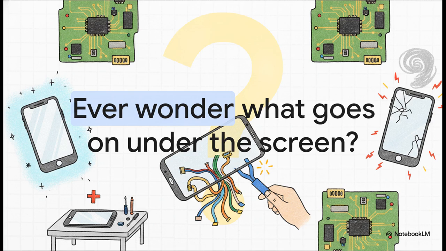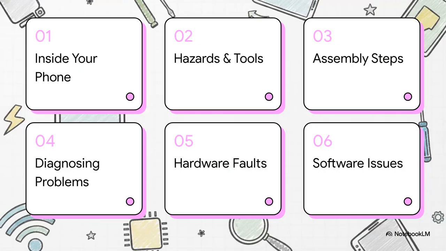But today, we're going to strip away that magic. We are going to treat your device like a patient on an operating table and uncover exactly how it functions, how it breaks, and most importantly, how to fix it. So we've got a highly structured procedure ahead of us. We'll be moving through 6 steps. First, inside your mobile phone. Then hazards and repair tools, disassembly and assembly steps, diagnosing the problem, fixing common hardware faults, and finally, troubleshooting software issues. Let's get right into it.